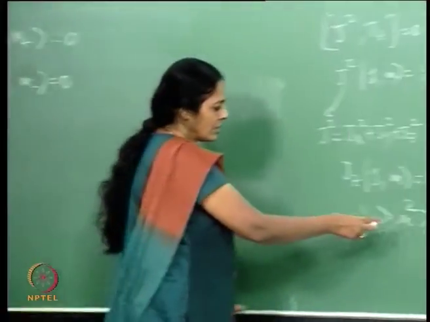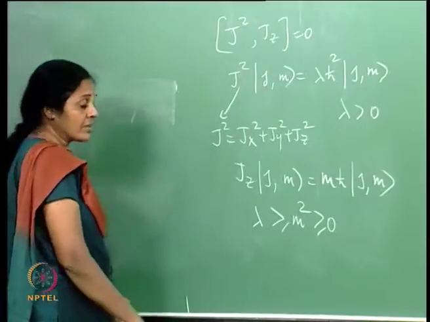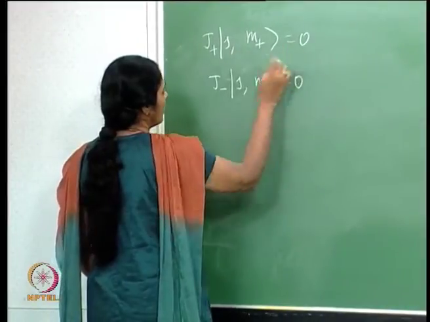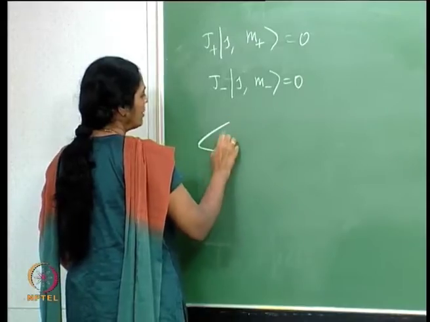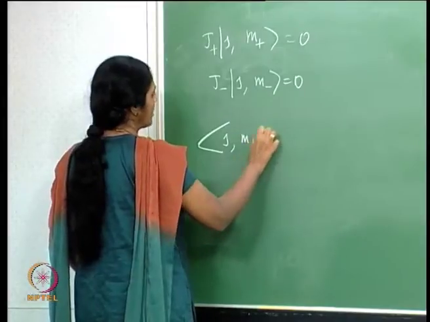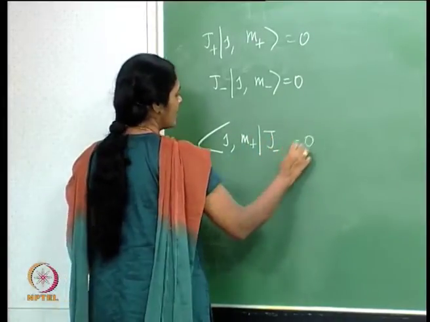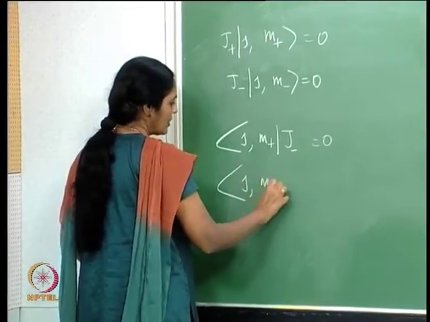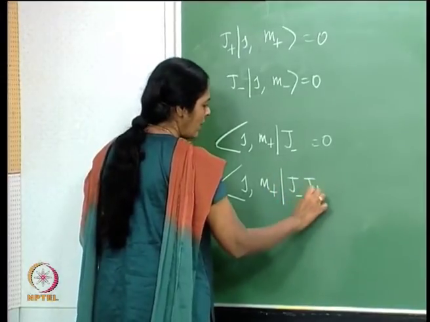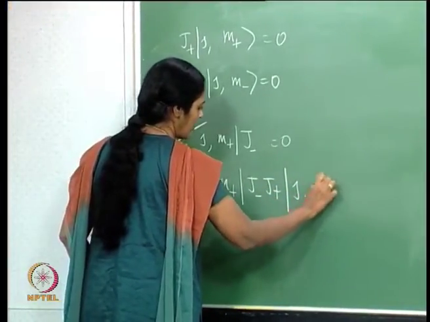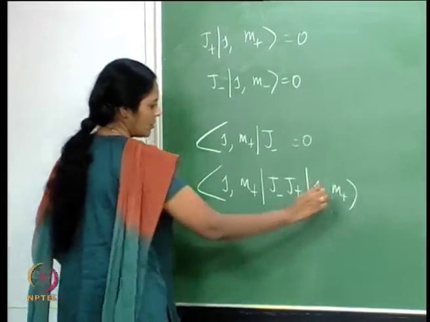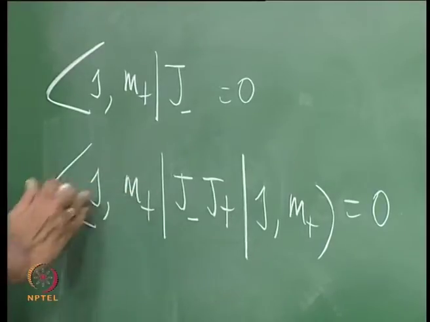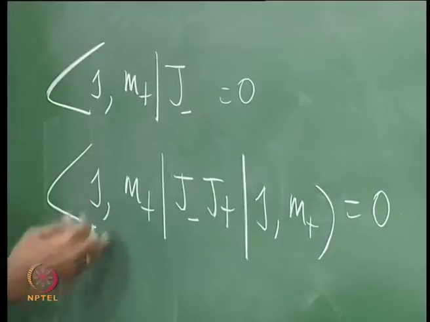Simply because this constraint has to be satisfied. Look at the first relation. I therefore have j m plus, j plus dagger, which is j minus, j plus, j m plus, is equal to 0. Consider the object j m plus, j minus, j plus, j m plus. It is clear that this is 0, because j plus acting on j m plus is 0. Similarly, j minus acting on this side on j m plus is 0.